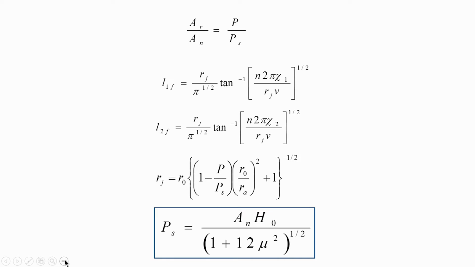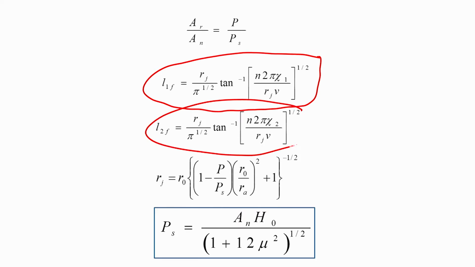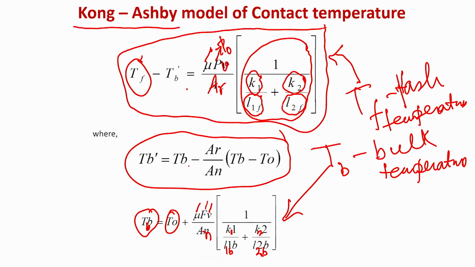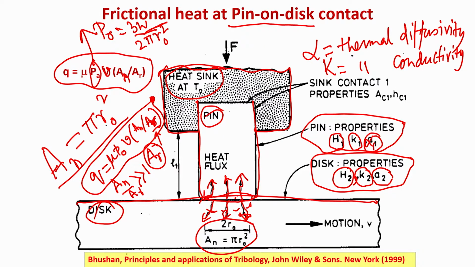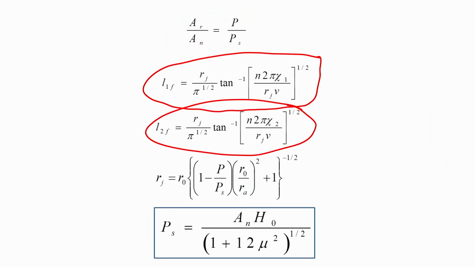So, again, how to find out L1F and L2F? If you look back to this particular figure, you can get the physical significance of this one. So, L1F and L2F, in this particular case for example, this is your L1F, the heat diffusion distance in solid 1, and this is your L2F, the heat diffusion distance in solid 2. Now, the way I am describing it, it is far more difficult to compute L1F and L2F based on several geometric considerations and also thermal conditions at the contact junction.